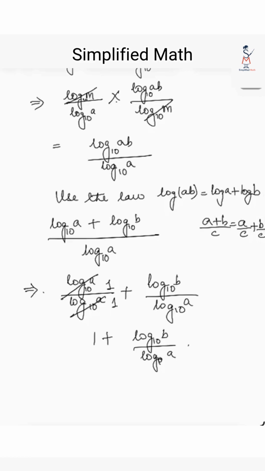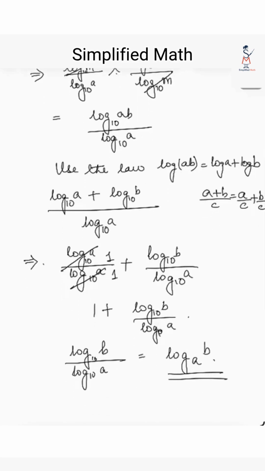Fine. Now in the second term, I have log b divided by log a to the base 10. This can be written as log b to the base a. As we have seen earlier, if it is log b to the base a, it becomes log b to the base 10 divided by log a to the base 10. So if it is log b to the base 10 divided by log a to the base 10, this can also be written as log b to the base a. So what will it turn out to be? 1 plus log b to the base a.